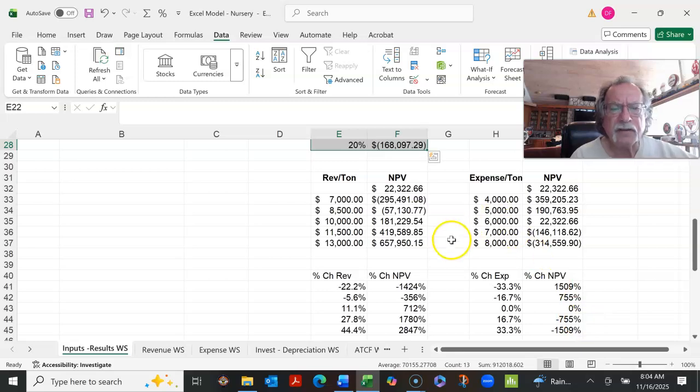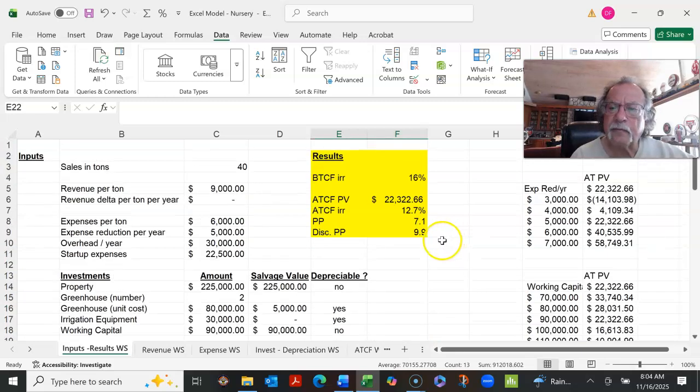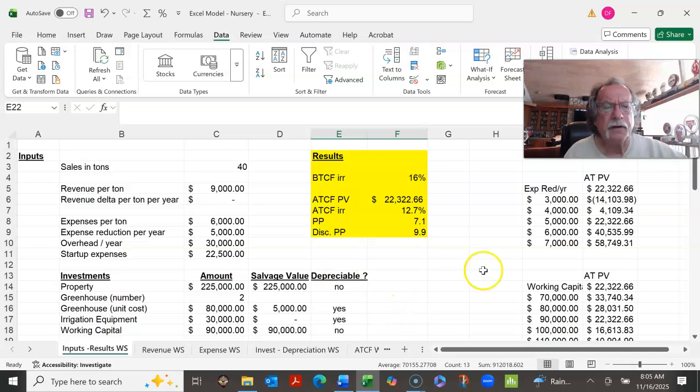So, for example, if I were to change startup expenses by 10% either way, it's probably not going to impact the present value. Well, startup expenses might impact the present value quite a bit. Overhead per year, if I were to change it 10% in either direction, probably isn't going to impact the present value a whole lot.